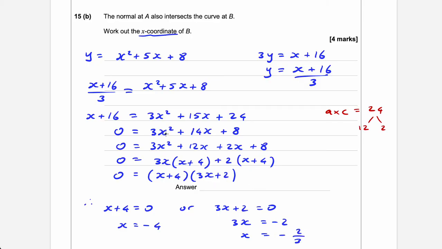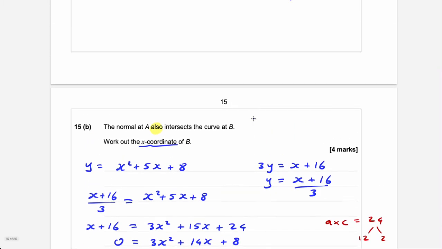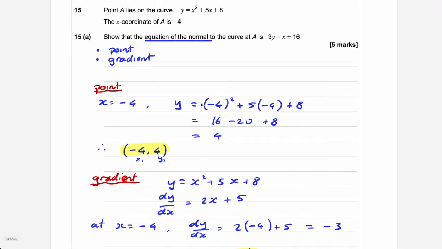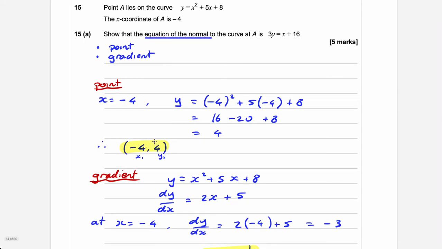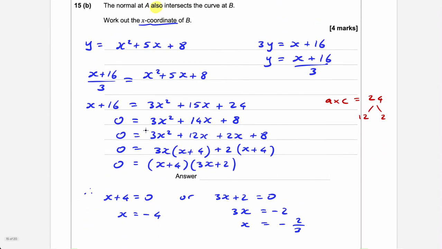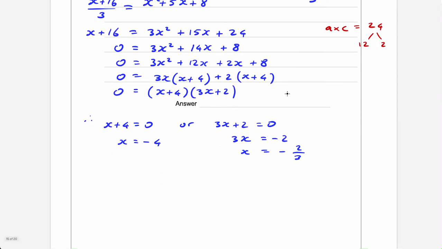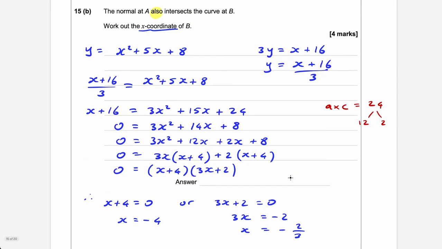Now, which is the answer? Well, he says here the normal also intersects the curve at B. Now, if he says also, well, we already had here the normal of the curve. It already intersected it at minus 4. That's what the normal does. So this is minus 4. So the other one, where he says also intersects the curve at B, the x coordinate of B has to be negative 2/3. So just try to keep it in the lines, guys. I don't think they give us enough space there, but make your answer clear.